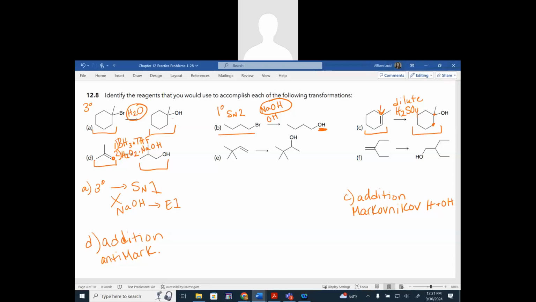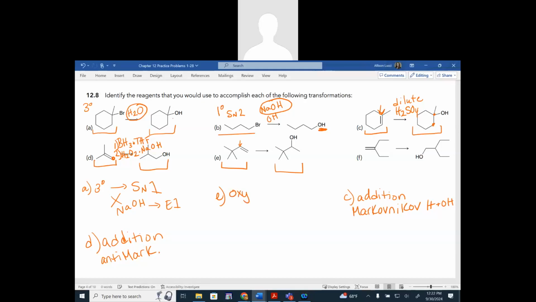And then we have E here. So we have, again, an alkene. And now I see installation at the more highly substituted position here. So we have Markovnikov addition of H and OH, but we might have a carbocation rearrangement concern. So we want to install our hydroxyl group here. So what's preventing a methyl shift from occurring and then installing the hydroxide on a tertiary carbocationic site? Well, if we did an oxymercuration, demercuration, that would solve our problem.